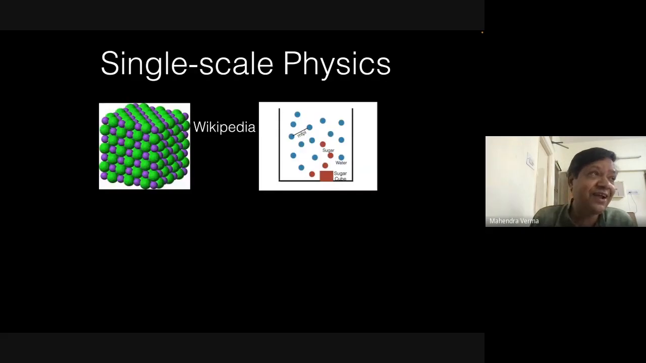And there are associated phenomena, okay? And some of it is shocking. I hope it is shocking. So single scale physics: crystal is an example where there is a smallest scale which is recurring, right? The distance between two molecules or two atoms. This is the scale for crystals, called the lattice spacing.